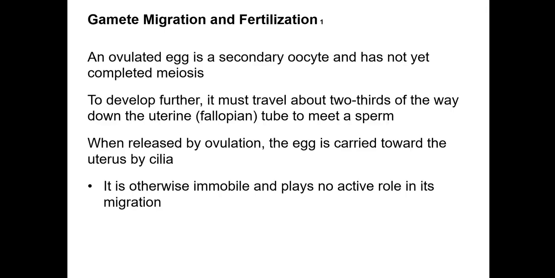So keep in mind that once the egg cell is ovulated, it's considered a secondary oocyte, and it has not completed that second round of meiosis just yet. Remember, it will have to be fertilized by a sperm cell in order for that second round of meiosis to occur. So as this ovulated egg is traveling down the uterine tube, remember it's having to be carried by cilia that are lining the inside of that uterine tube. That egg gets carried towards the uterus, and it may or may not be fertilized by a sperm cell during this time.